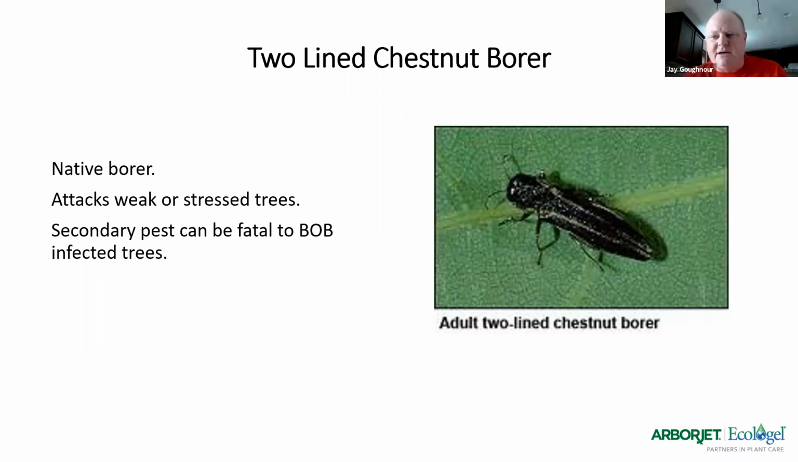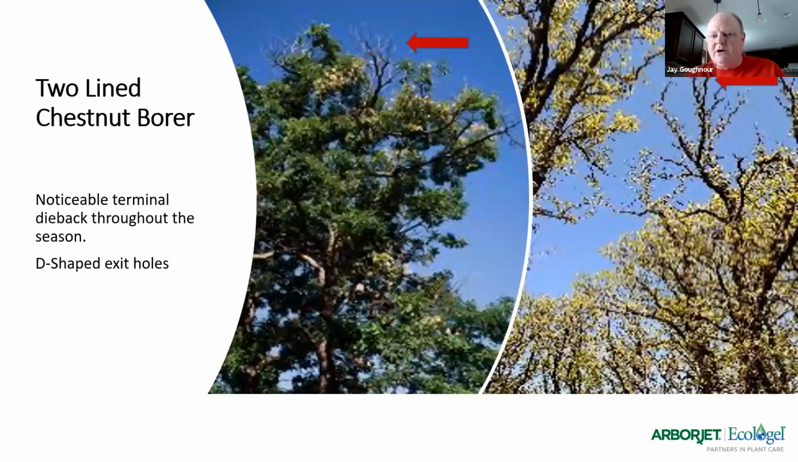So we're just looking for these, the tip diebacks, as I call it. Even early in the spring when the leaves are coming out, these Bur Oak trees with Bur Oak Blight will leaf out normal in the spring. They'll have a full canopy and probably look great, and they tend to get worse throughout the summer. But it's during this time that you can really find two-line chestnut borer.